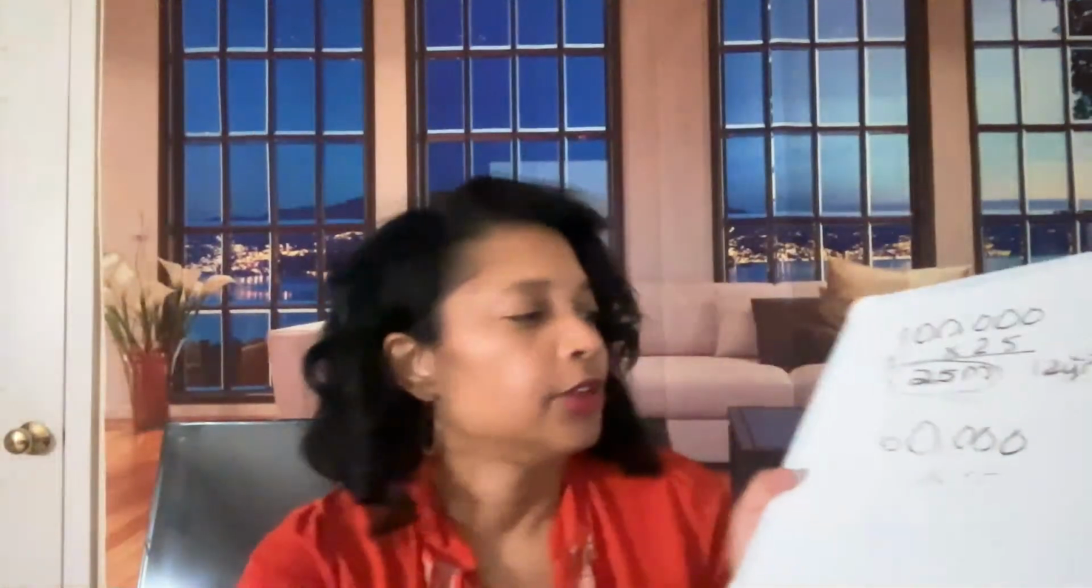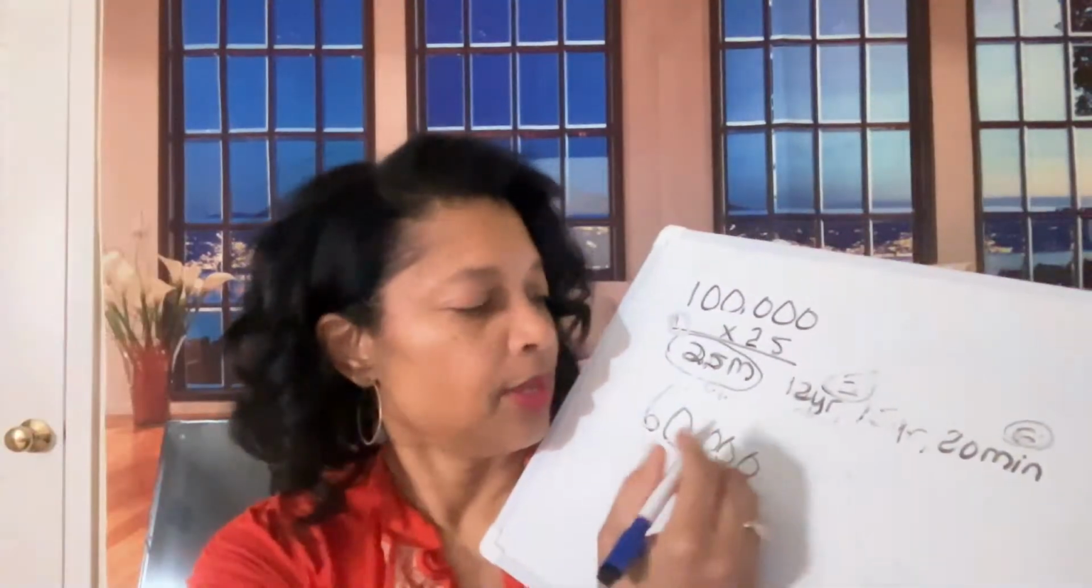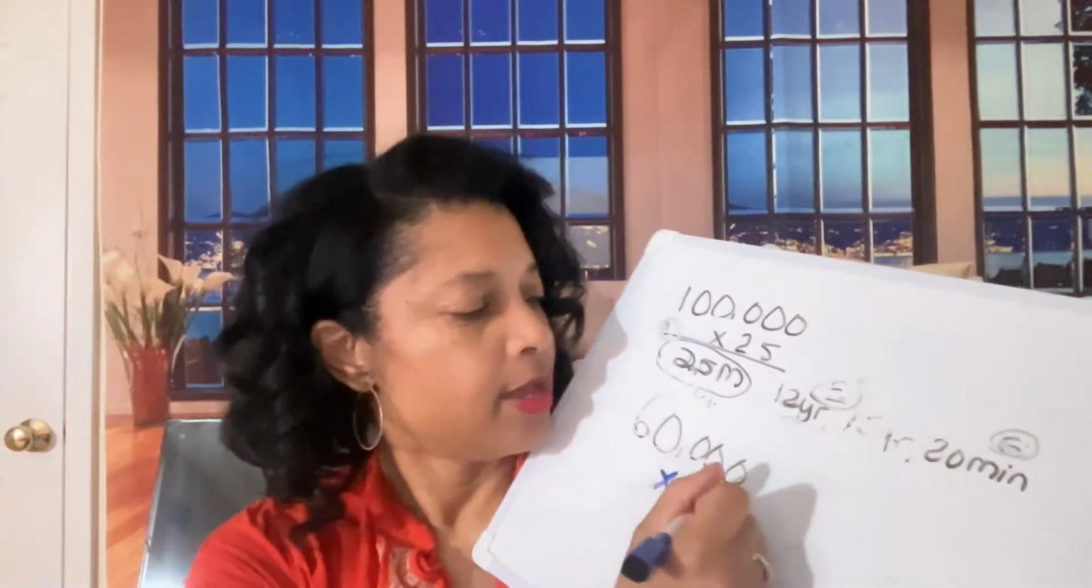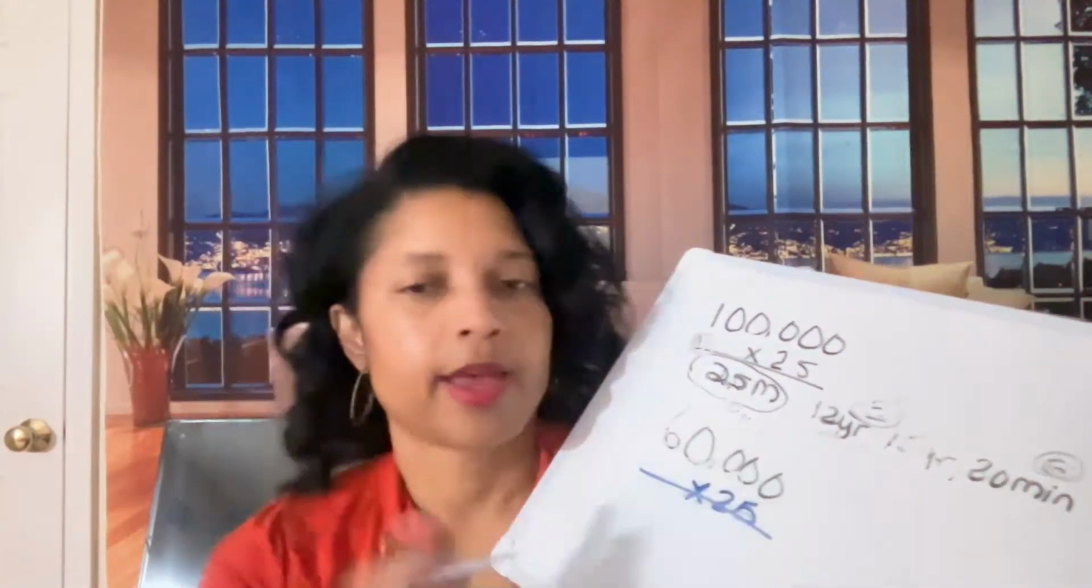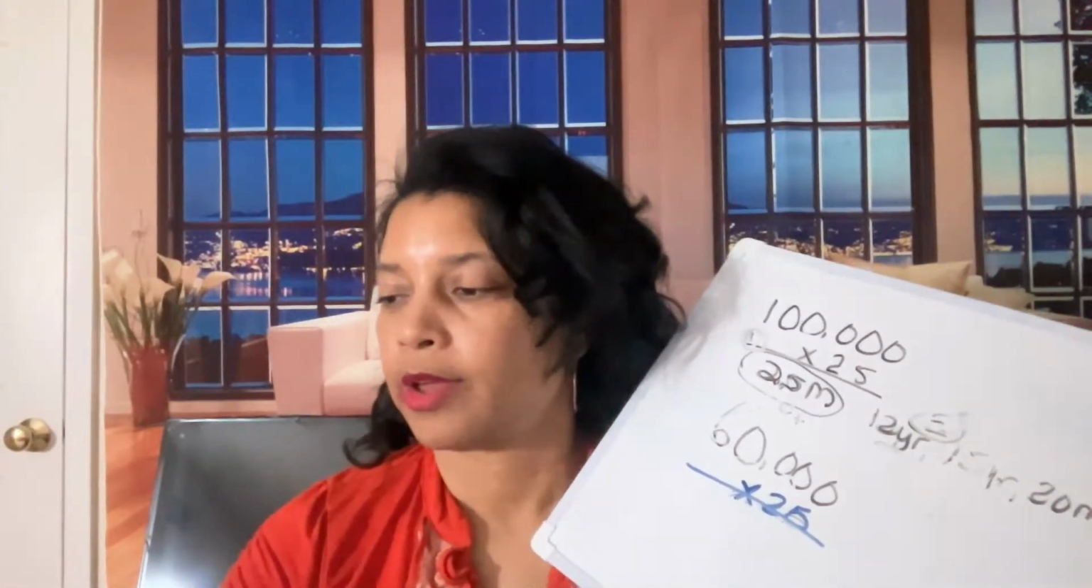All right, I'm back. So did you do the math for me while I was gone? 60,000, this is how much you make. Multiply that by 25. And somebody calculate that for me. What's 60,000 times 25?